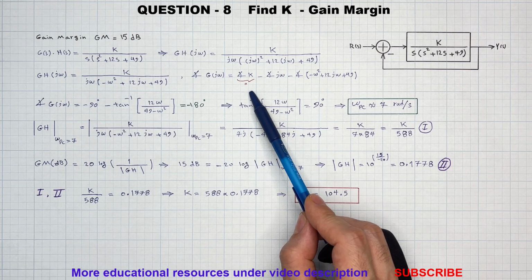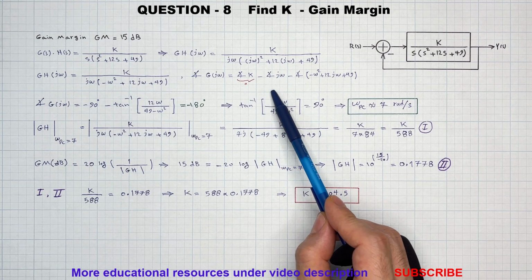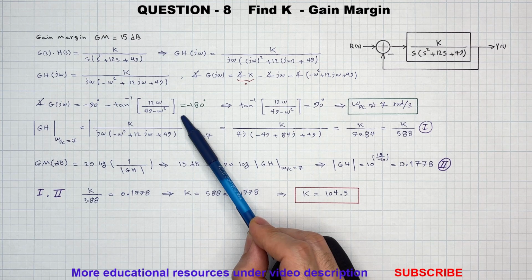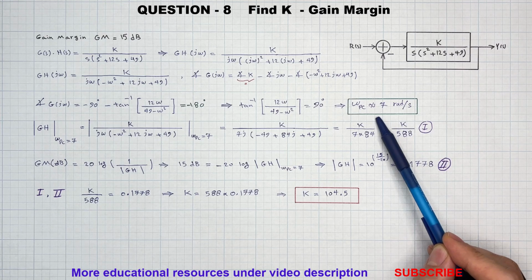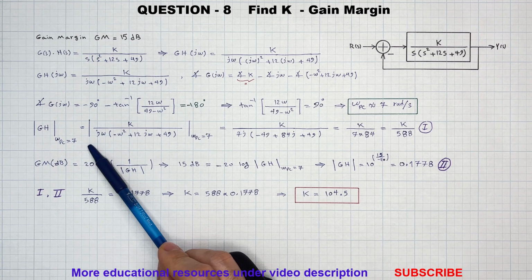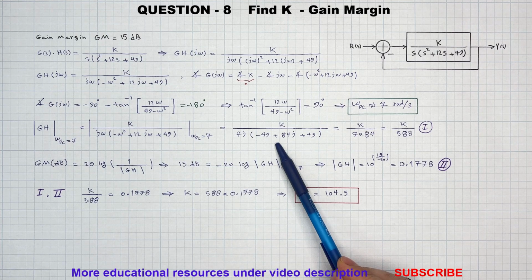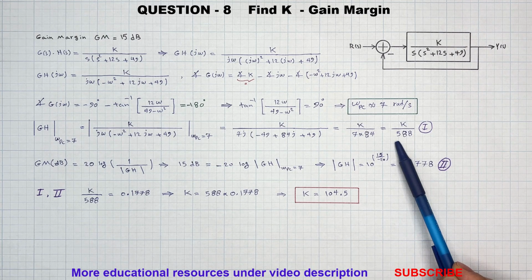Remember, the phase of constant k is 0 and the phase of j omega is 90 degrees. Solving this equation for omega will give us the phase crossover frequency. Omega PC equals 7 radians per second. Next, we find the magnitude of the open loop transfer function at the phase crossover frequency. After substituting omega PC, we get k over 588 as the magnitude of the open loop transfer function.